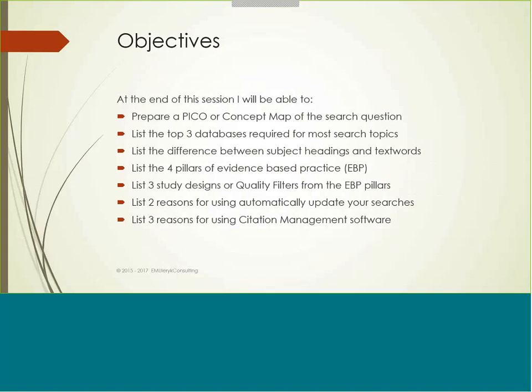The pillars: diagnosis, therapy, prognosis, causation, harm. The quality filters, I've already mentioned study designs and types you're more than familiar with, and to automatically update your searches whenever possible. It does save you time in the long run. And I guess citation management.